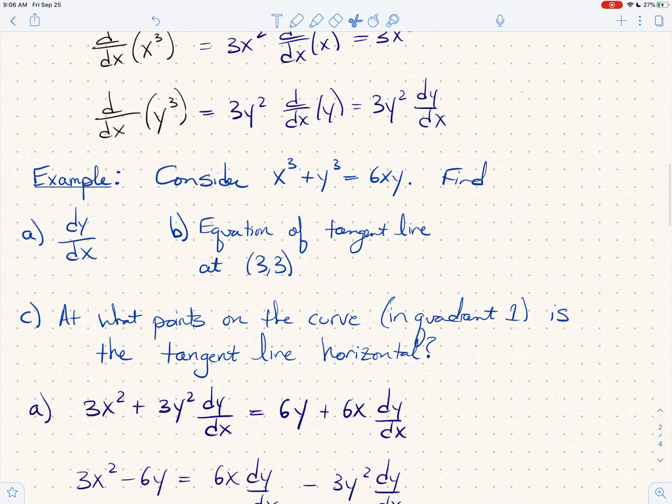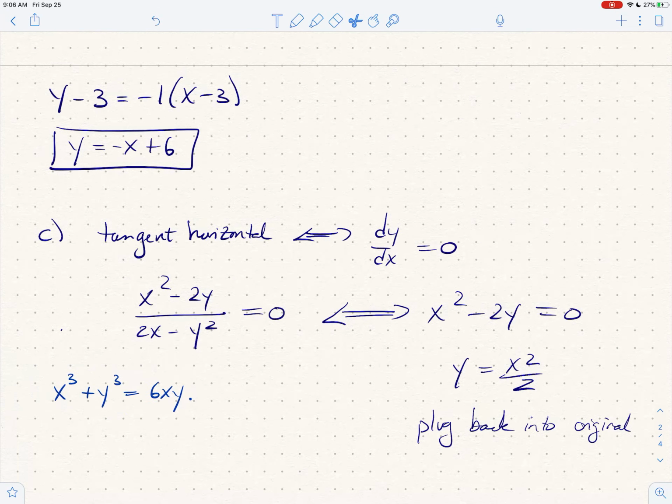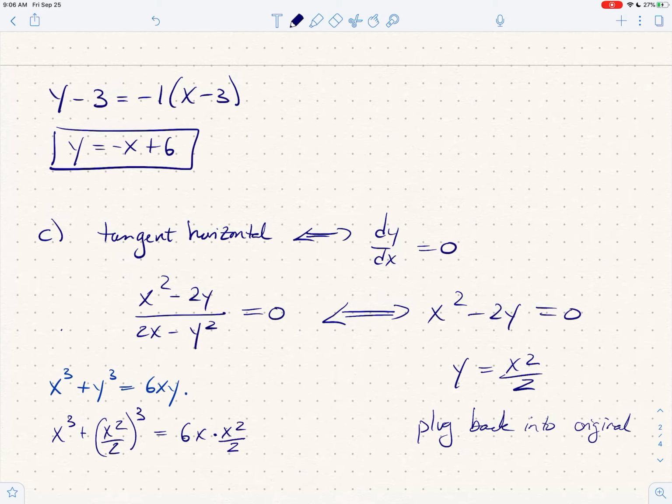So we're going to go back up, grab the original curve, we'll copy it, let's drag it down. Whoops, here's the original, and now I can plug in y equals x squared over 2, and so I end up with this: x cubed plus x squared over 2 cubed equals 6x times x squared over 2.